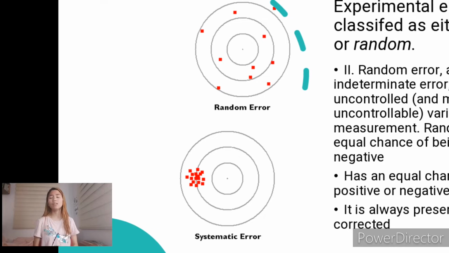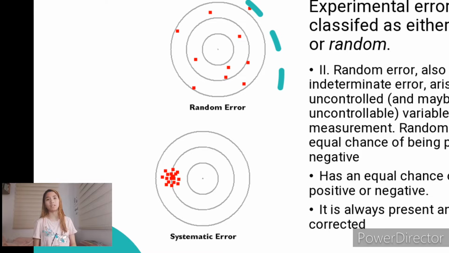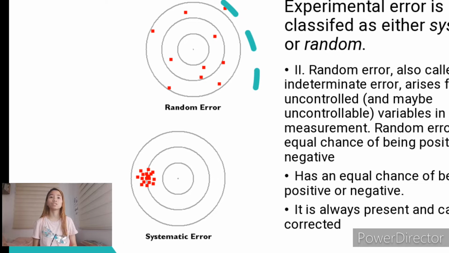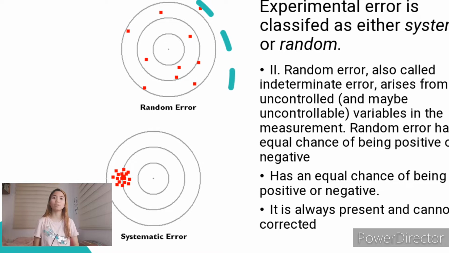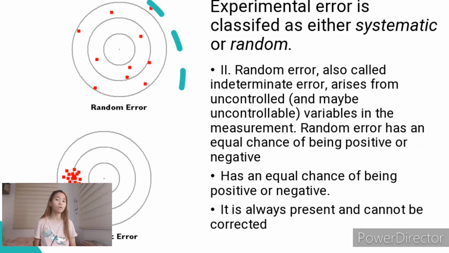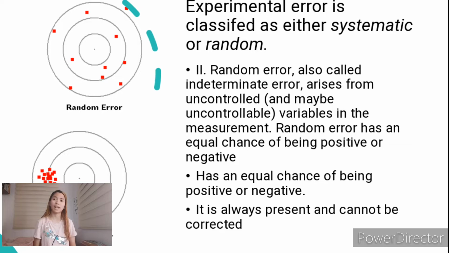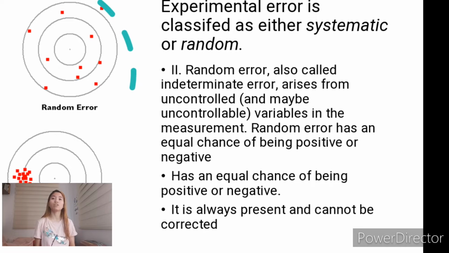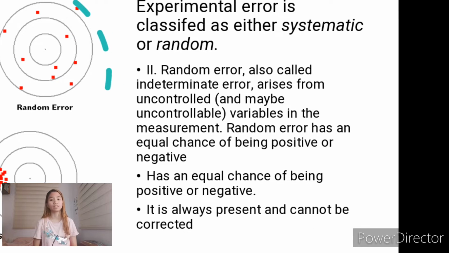Random error. Random error is also called indeterminate error. It arises from uncontrolled and maybe uncontrollable variables in the measurement. Random error has an equal chance of being positive or negative. It is always present and cannot be corrected.